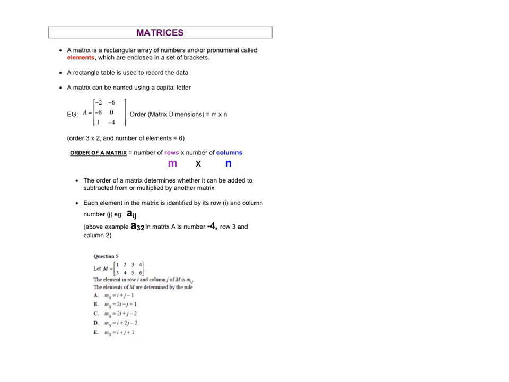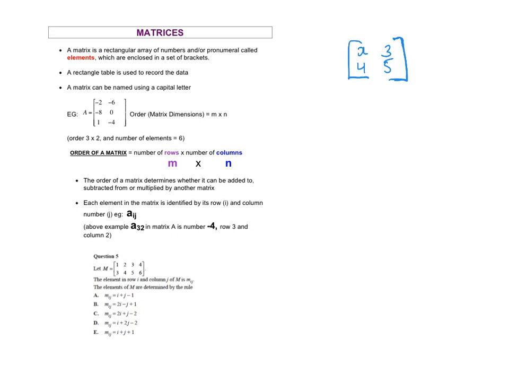So let's start. We're starting with matrices now. A matrix is a rectangular way of displaying numbers or letters. They call them elements. We can have letters or we can have numbers, whatever, and we just use square brackets to put these elements in.